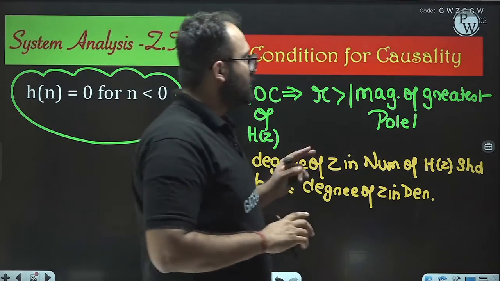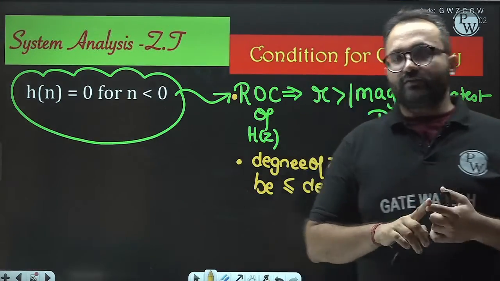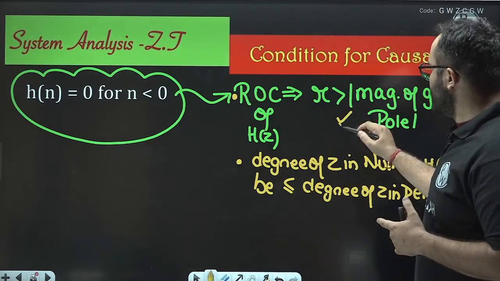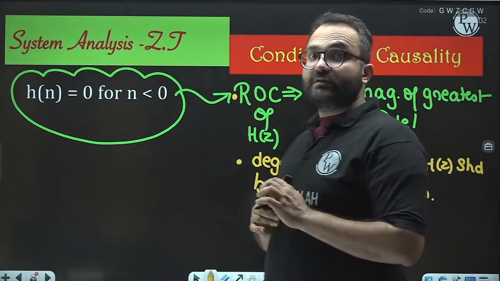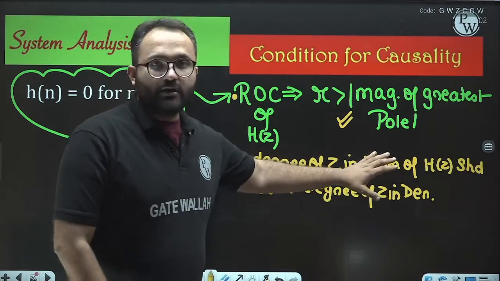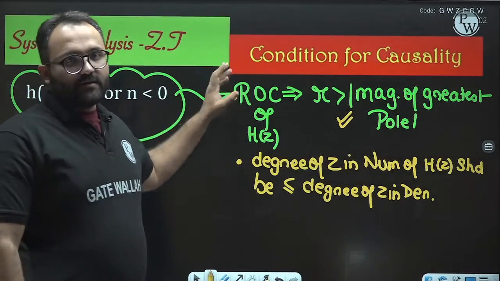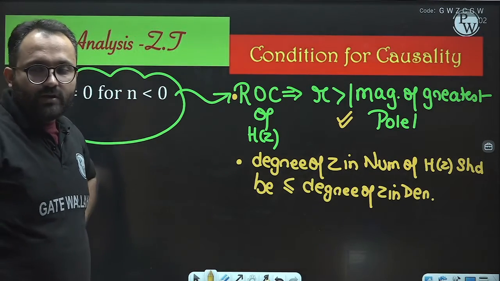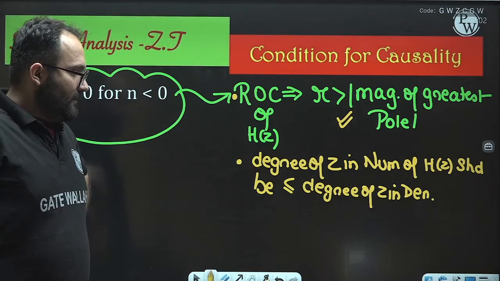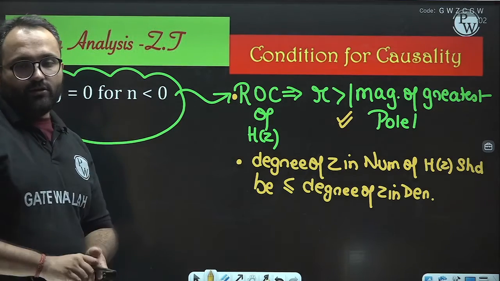Always remember these two conditions. First is the ROC should be of this format. Second, the degree. This is a very important condition. In most of the books, this condition is not written, only the ROC condition is written. This condition is very important for causality: the degree of z in the numerator should not exceed the degree of z in the denominator.